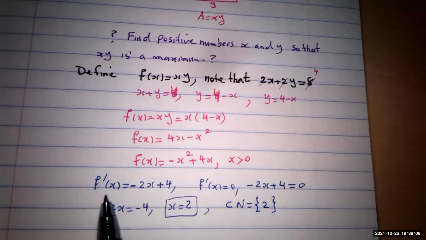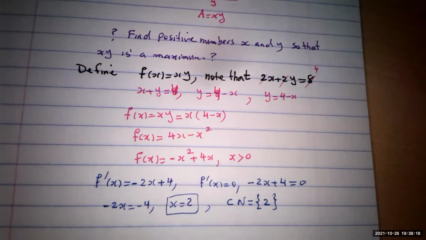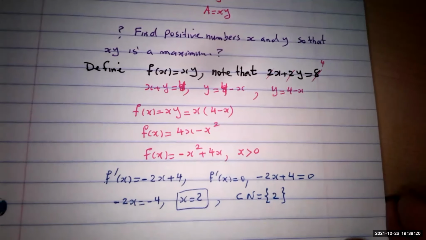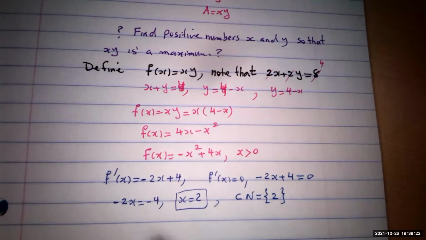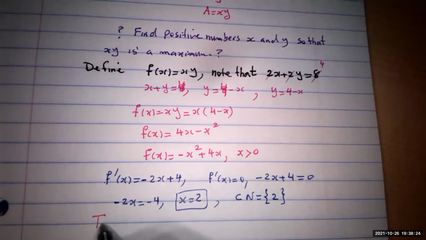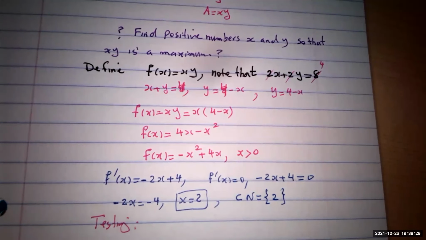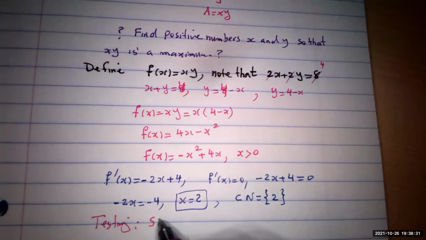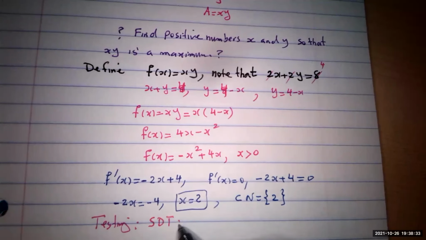Because this is the first derivative, you see, the second derivative, f double prime, easily would be negative 2. F double prime, you know that that's a concavity. Okay, so you have to test it. So this is an important part of the problem. So what is going to be your test? Testing. First or the second, we are going to use the second derivative test because it's easier.